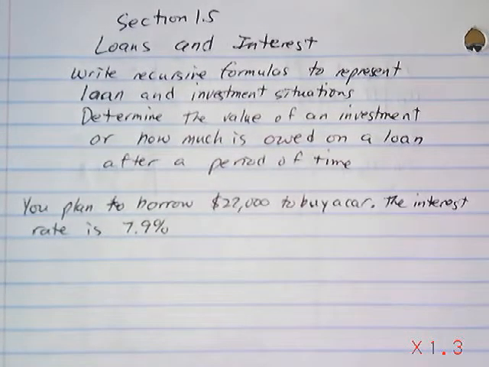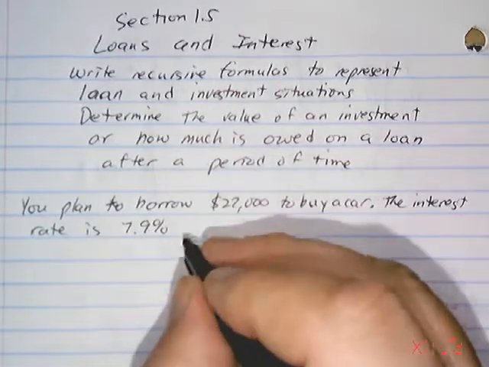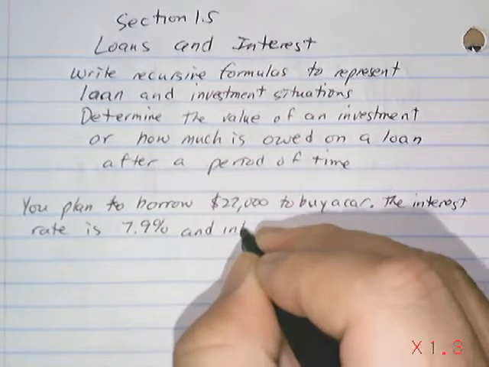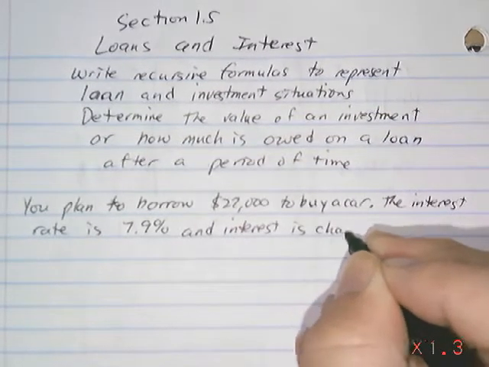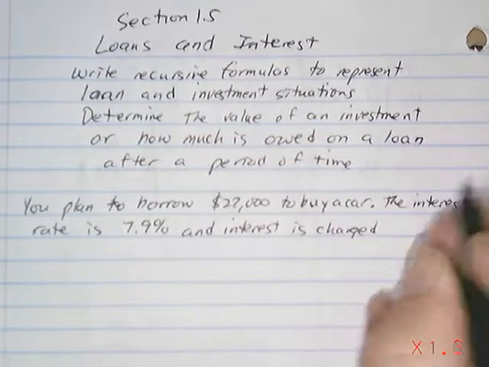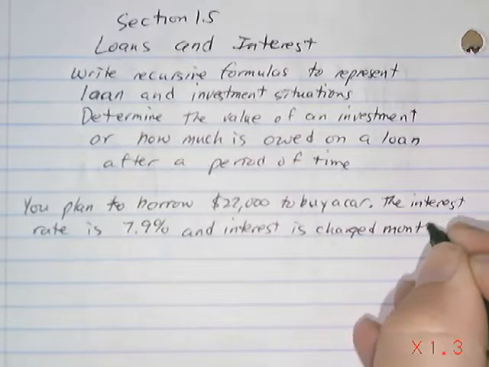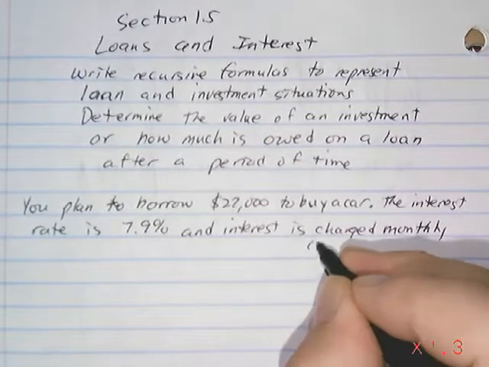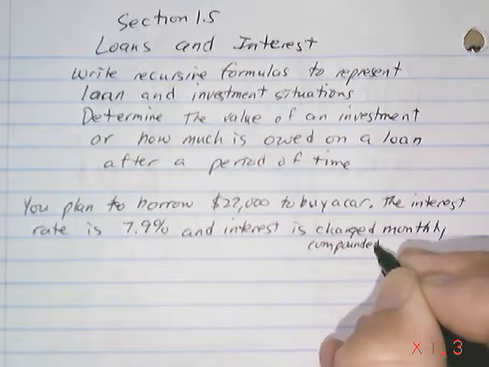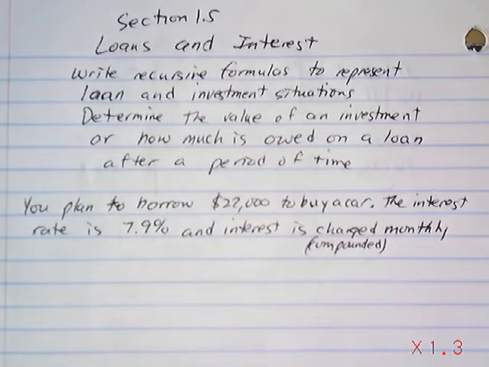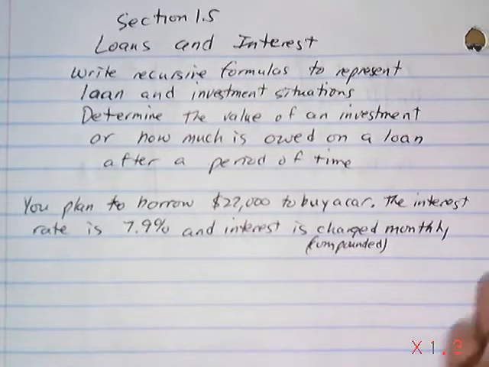is charged or compounded monthly. It's another word. We say compound interest. Compounded monthly. Okay? Let's stop for a second and talk about what compound interest is. Compound interest means interest is taken more than once. And we have a rate of 7.9%. That's always per year. 7.9% per year.